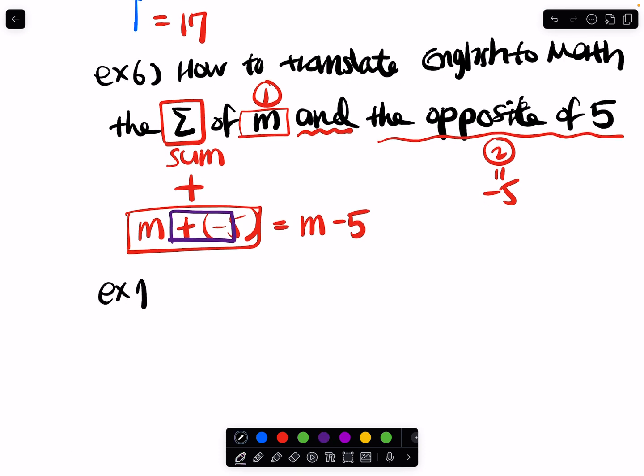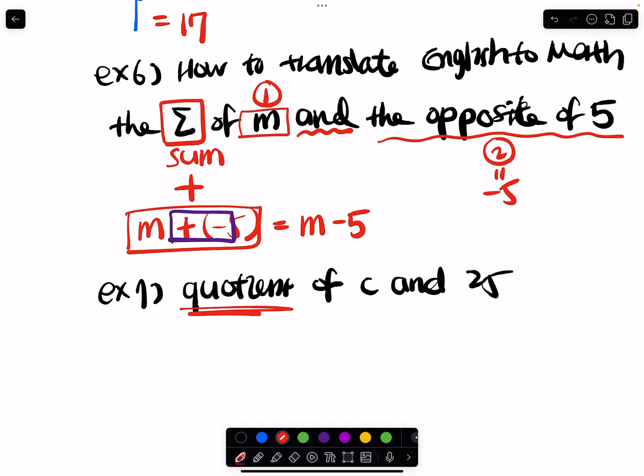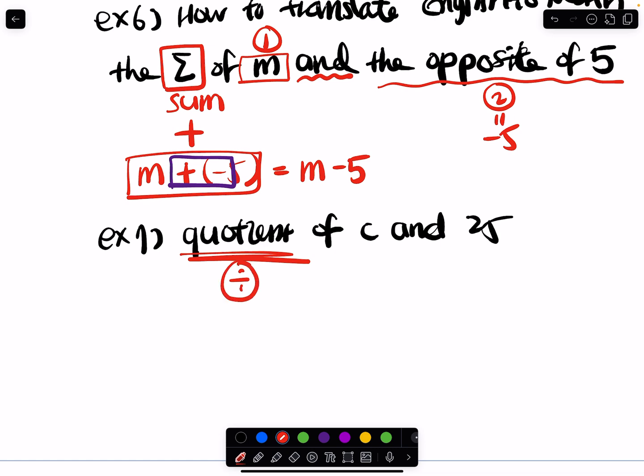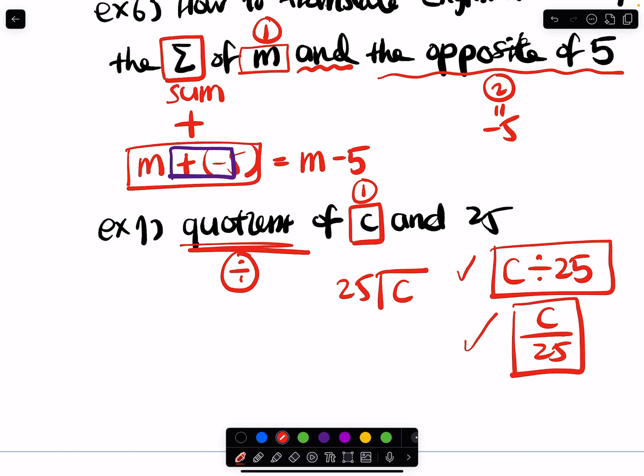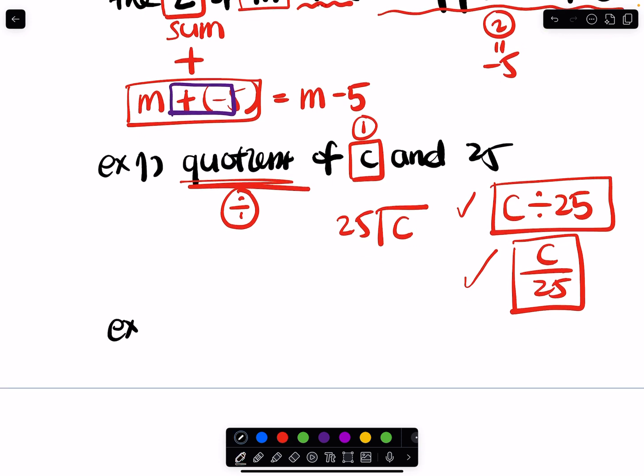Okay? One more. How about the quotient of C and 25? You know the word quotient, it determines division. Okay? It means division. So what it's saying is you're going to have to divide C. If that's the first number, that's the dividend. Does everyone understand this? Quotient of C and 25 means C divided by 25. Okay? Either you say this, or you can even write that as a fraction, right? Either answer. Okay?